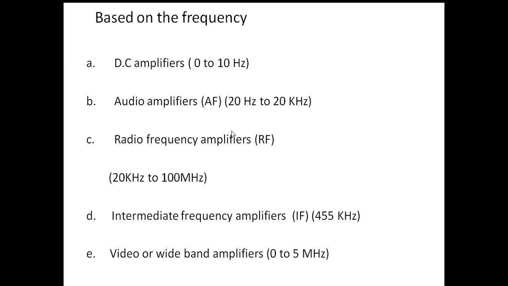Next, the fifth one, that is the last one, video or wideband frequency amplifiers, that is 0 to 5 megahertz. Of course, that covers from the first, second, third up to the third. So that is also another classification: wideband frequency amplifiers, 0 hertz to 5 megahertz. This is the classification of amplifiers based on the frequency, from 0 to several megahertz.